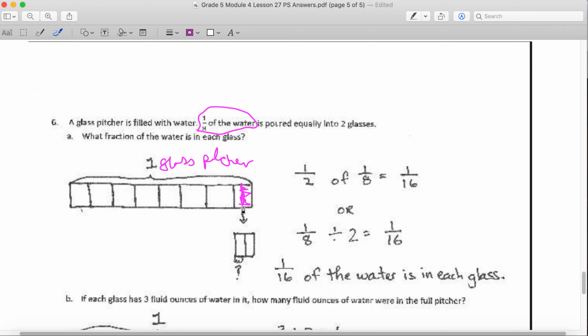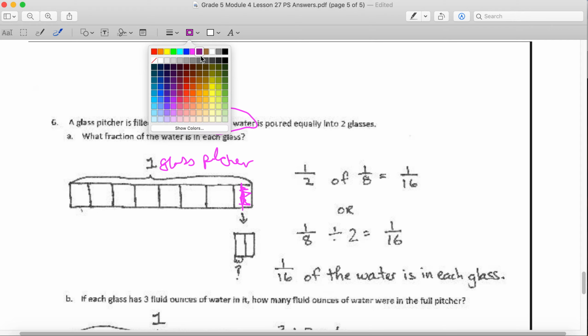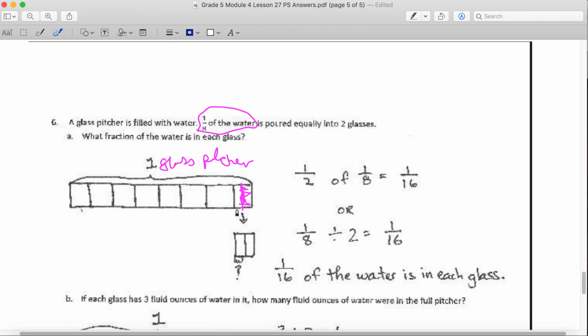Okay? So I'm going to use just another color here. Let's use blue for water. Right? So here's a half of that eighth. Here's the other half of that eighth. Does that make sense? So if I divided this into 2, I've got to divide this into 2 to see what my new denominator is going to be.